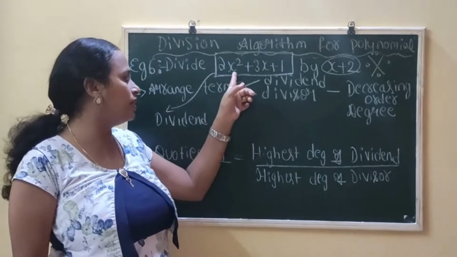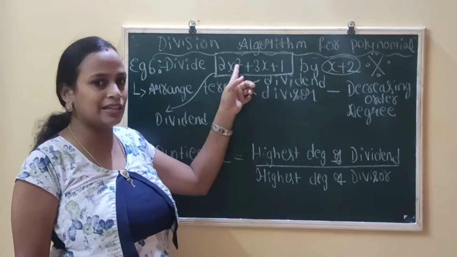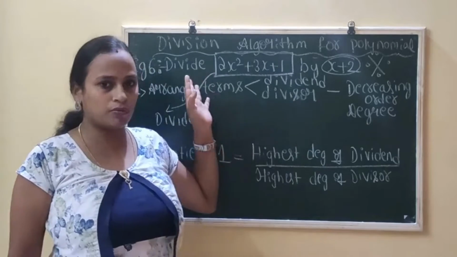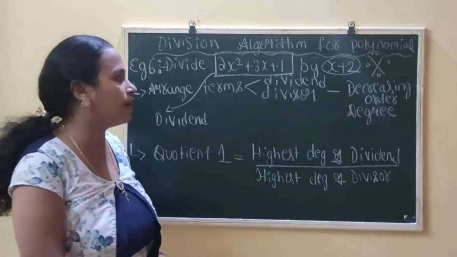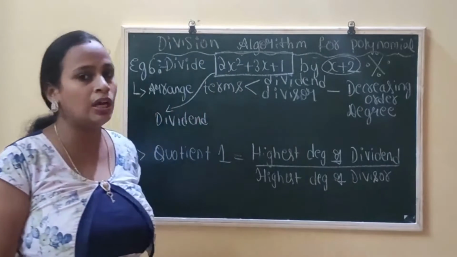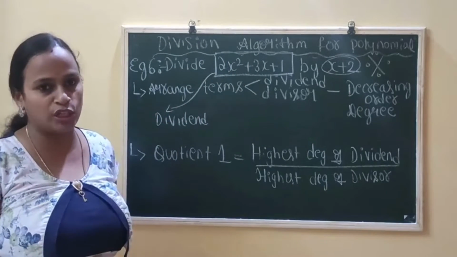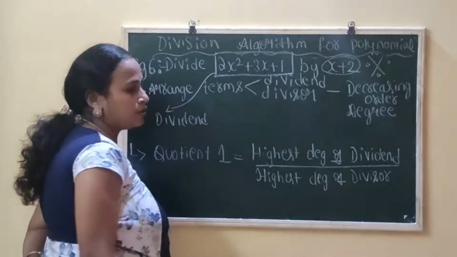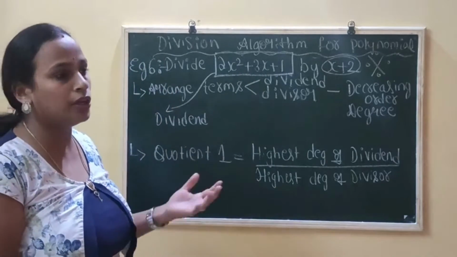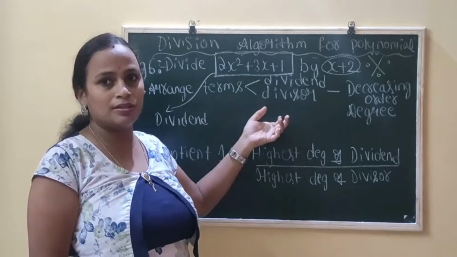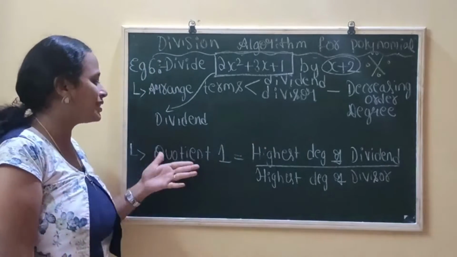We'll check the dividend first. 2x square, the degree is 2, then x power 1, degree 1, then x power 0. Yes, it is arranged in decreasing order. In the divisor, x plus 2, here also it is arranged in decreasing order. So we need not change anything. If the degrees are not arranged in decreasing order, then you need to do that. Once this is done, we go to step 1.